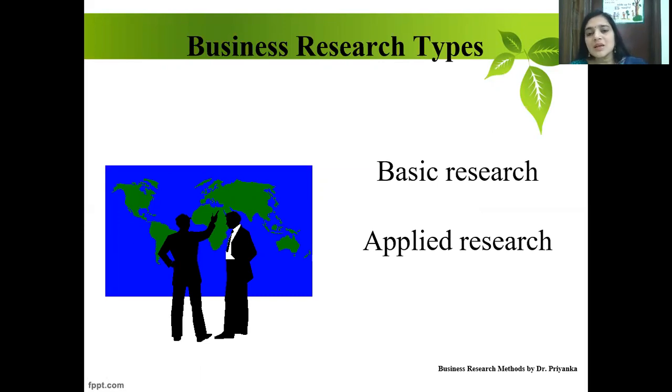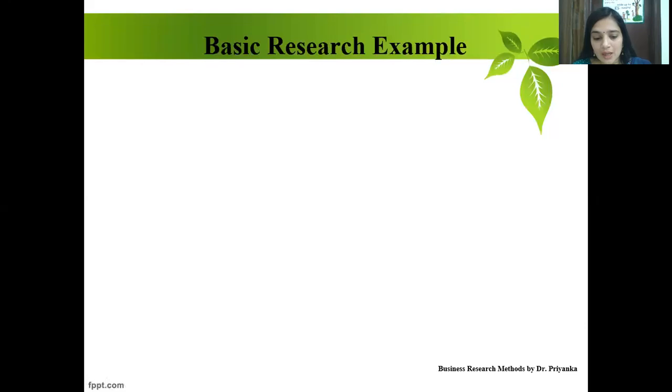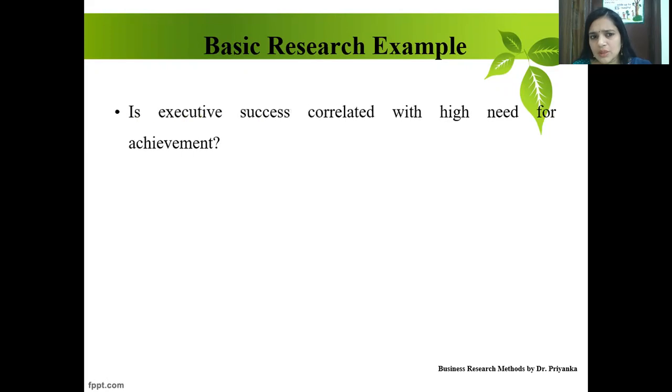Basic research is purely for academic purposes, basically an attempt to expand the limits of knowledge, and it is not directly involved in any kind of solution. Let us understand with the help of one example: is executive success correlated with a high need for achievement or not? It will just tell us whether this is possible or not. It might give us some idea whether this is correlated, but to actually check whether it is correlated or not, we have to go for applied research.